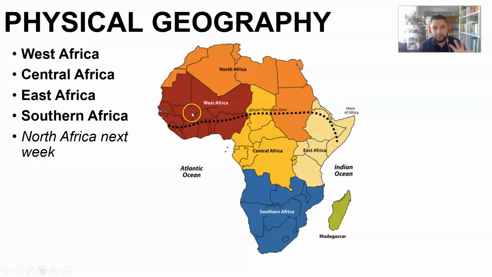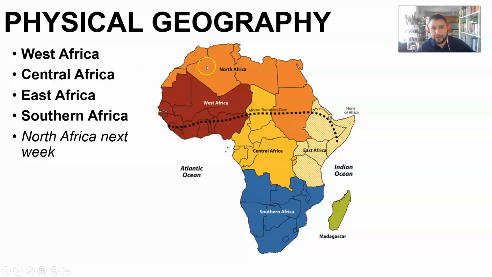We break up the continent, for example, into several regions such as West Africa, which includes countries like Nigeria, which has the largest population and one of the largest economies. But it also encompasses countries like Senegal, Mali, Mauritania, Ghana, and the Ivory Coast.